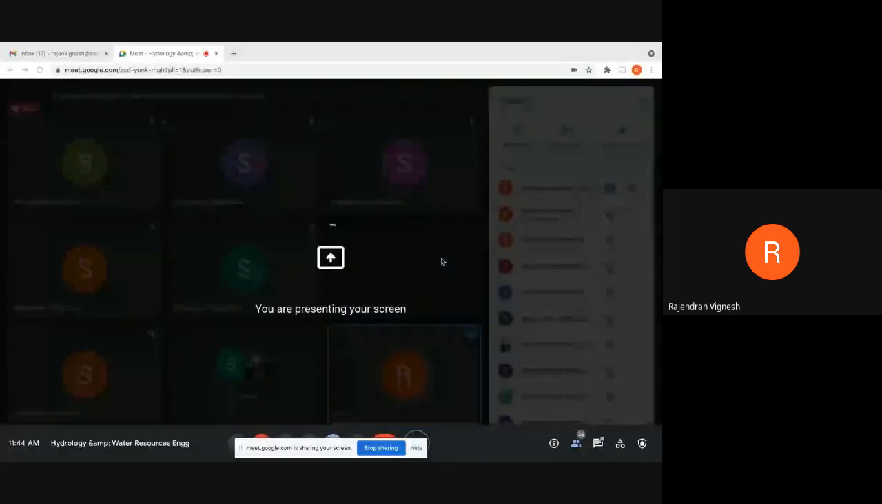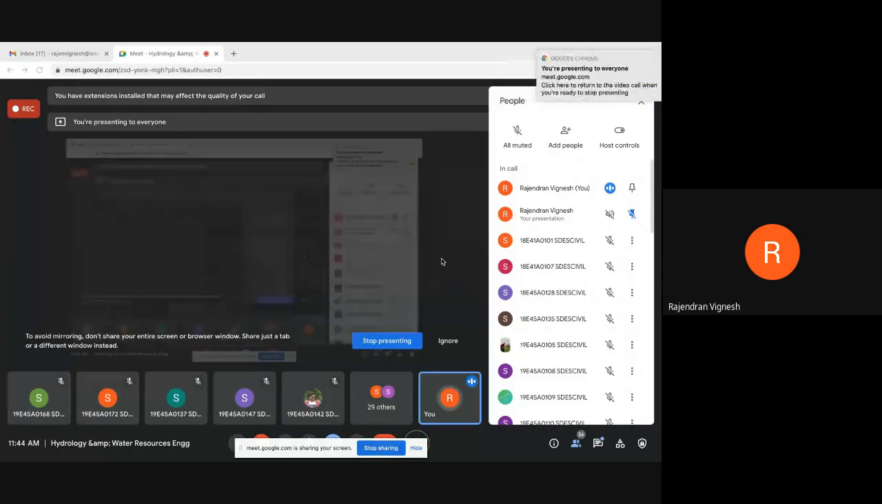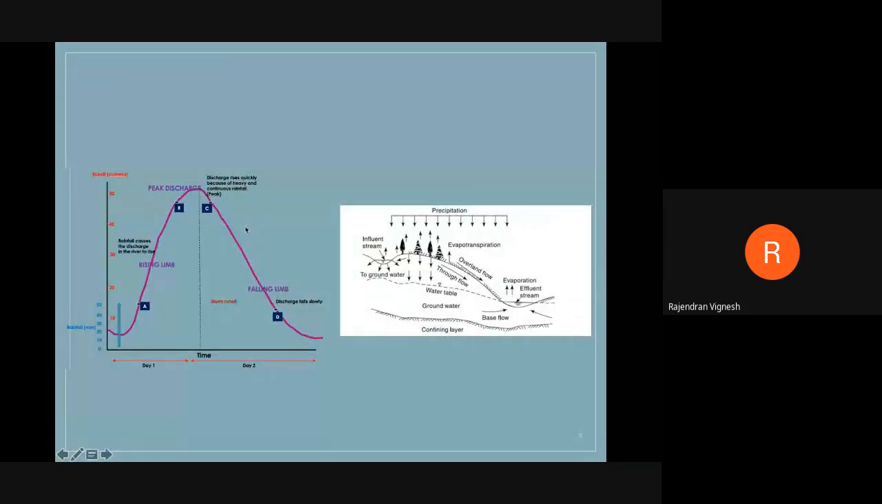First of all, there will be a doubt: why do we need to study hydrographs? Our intention is whenever any rainfall is coming, if there is less rainfall, there is no problem. The water will go under the ground or some will stay on the surface. But what happens when the rainfall is very heavy? Ultimately the water will flow as surface runoff, and then it will reach the nearby river, stream, or other water bodies.